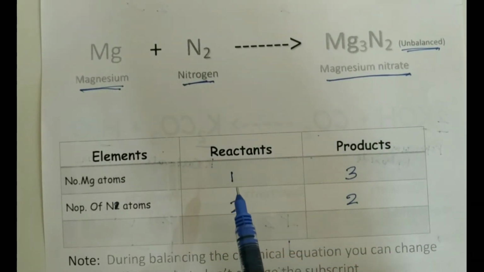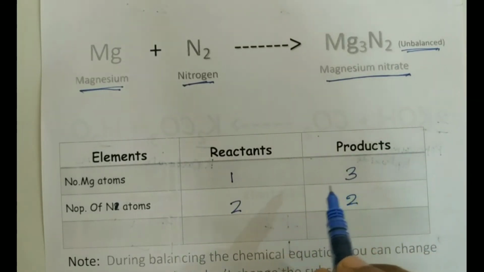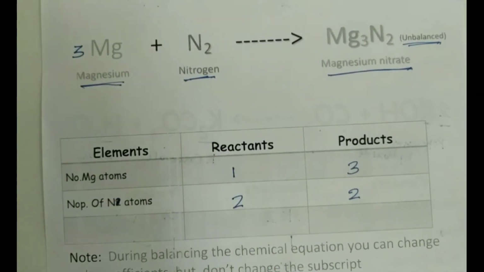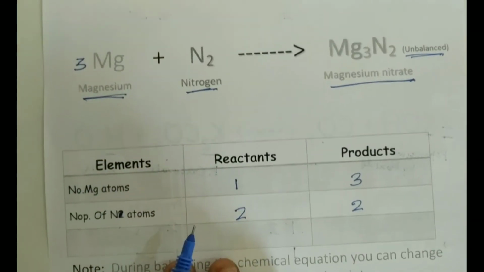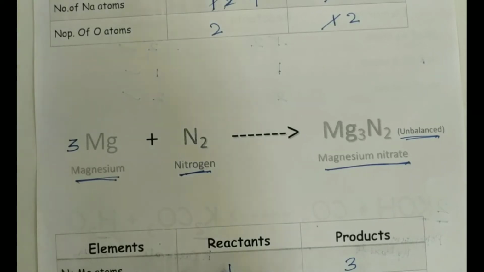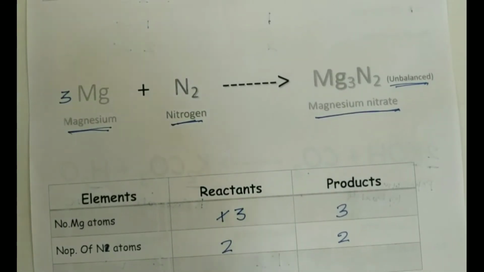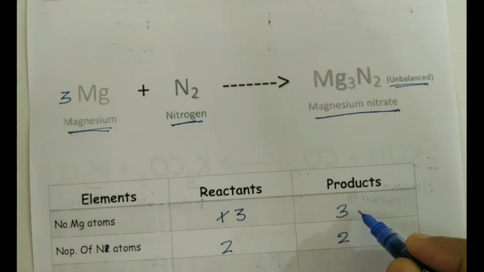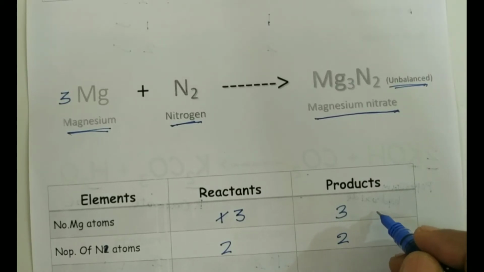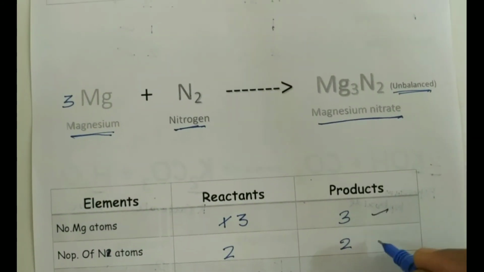So our work is to balance the magnesium. How many are here? 3. So therefore I will multiply the magnesium by 3. When I write 3 here, the number of magnesium at the LHS also becomes 3. So this is balanced and this is also balanced. Now the equation, see, so simple it is: just putting 3 in front of this balances both sides.